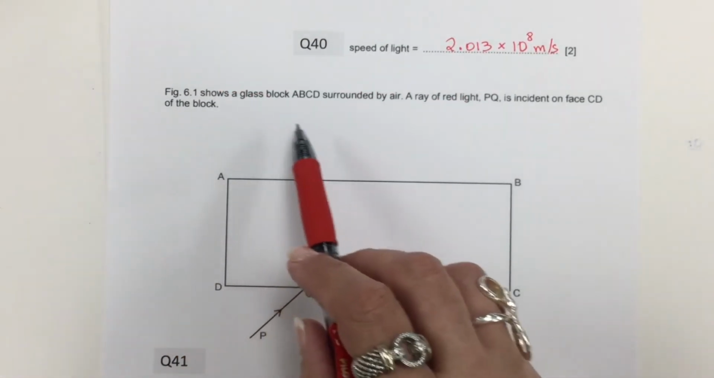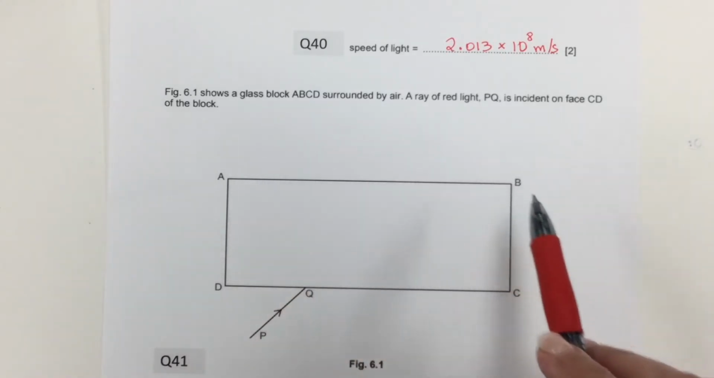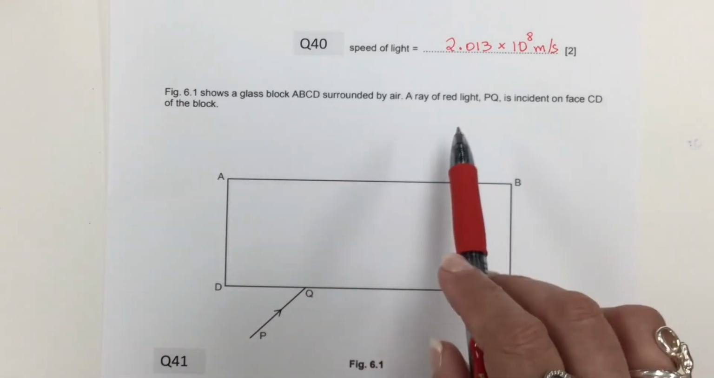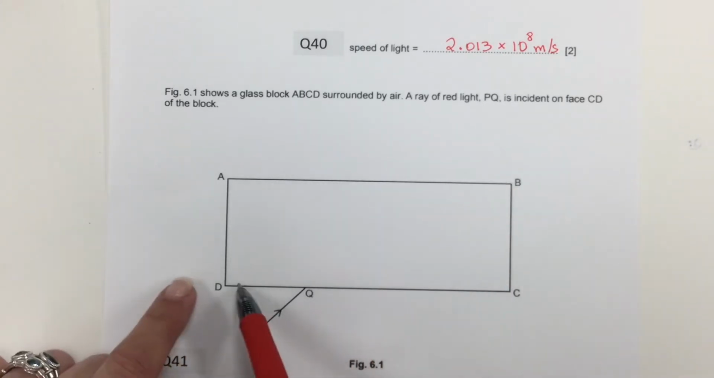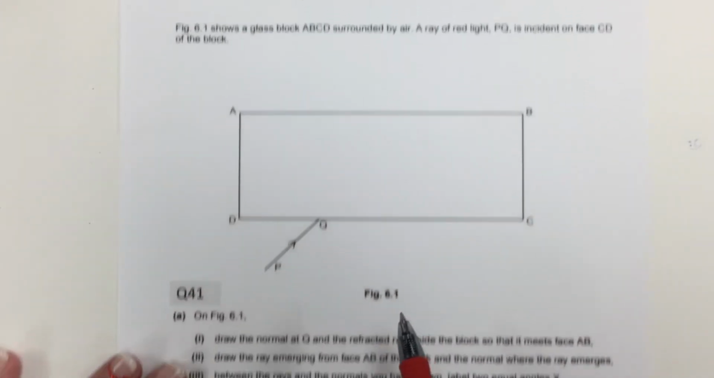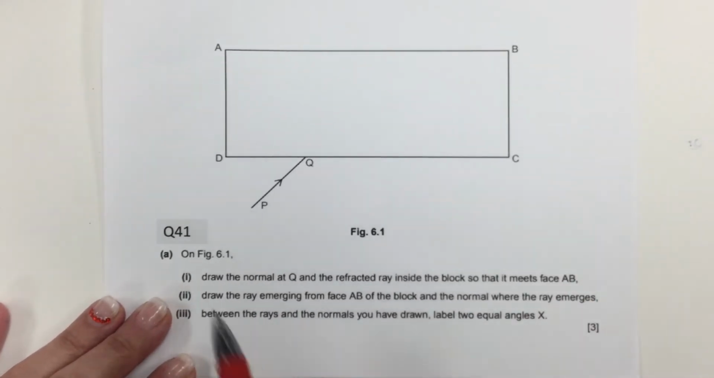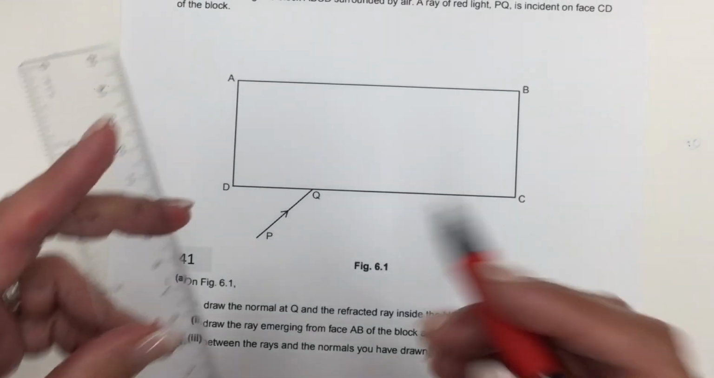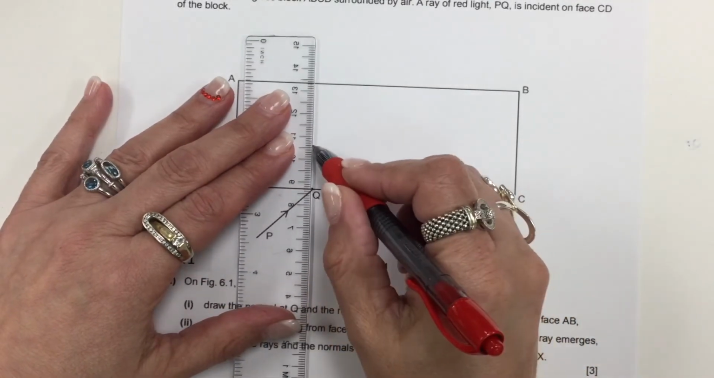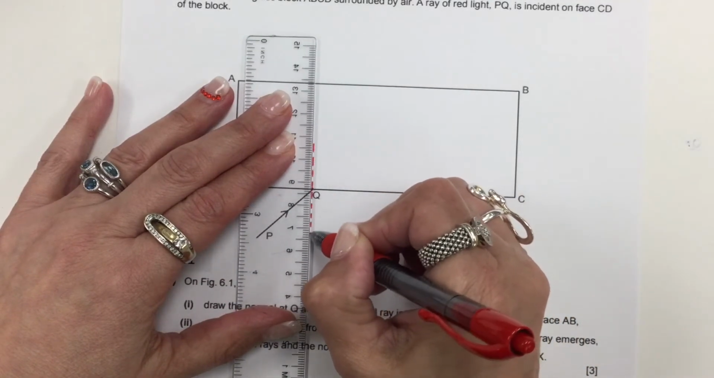This picture shows a glass block ABCD surrounded by air. A ray of red light, PQ, is incident on the face CD of the block. What is it asking? (i) Draw the normal at Q and the refracted ray inside the block so that it meets face AB. This time I'm not gonna flip, so let's see if I can do this. I'm not gonna flip the paper.